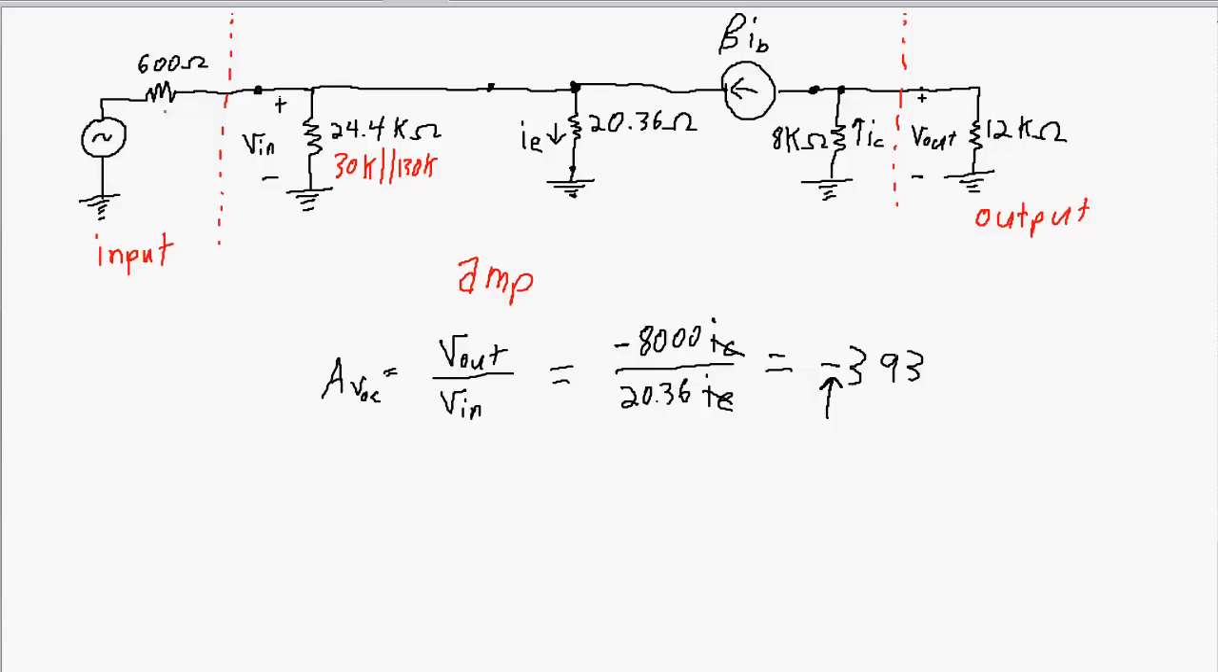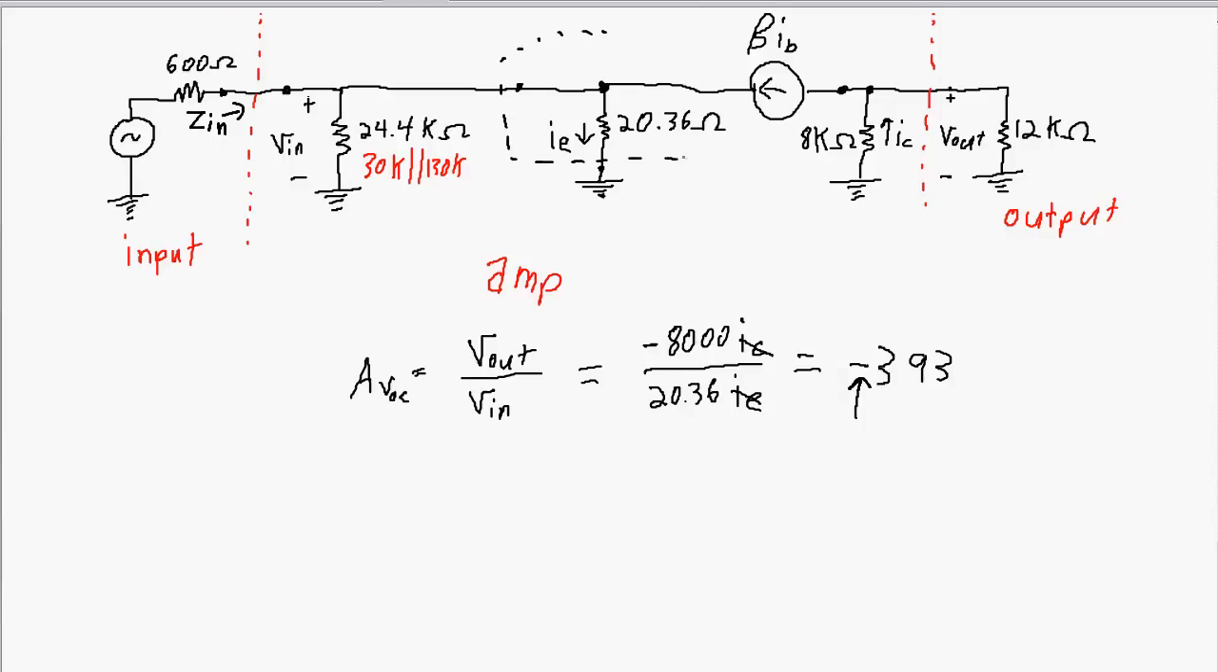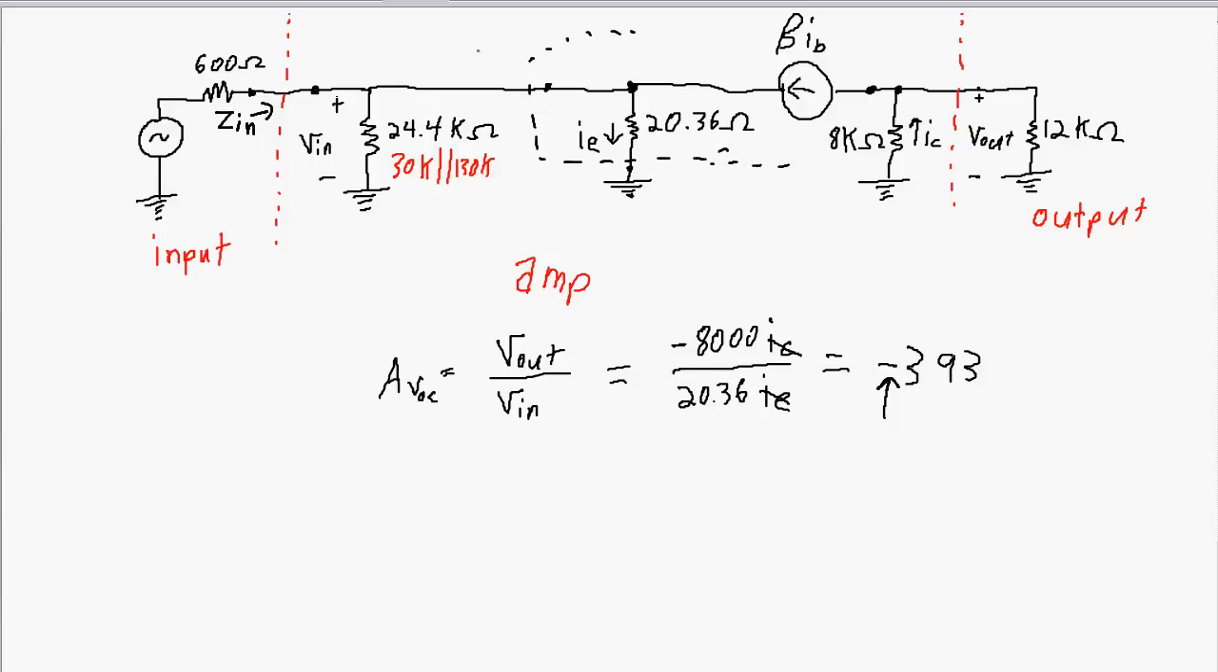The next thing to figure out in this AC analysis is what is the input impedance? And the input impedance is the impedance seen looking from this point in. So what we see here is that we have a 24.4 kilo-ohm resistor in parallel with whatever input impedance there is here at the transistor. So let's call this Z_in,Q to designate the input impedance seen looking into the transistor. So the overall input impedance is going to be this 24.4 kilo-ohm resistor, the external resistors, in parallel with the input impedance seen looking into the transistor. So this is the next thing that we need to figure out.